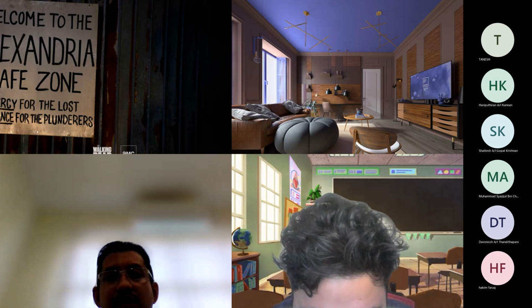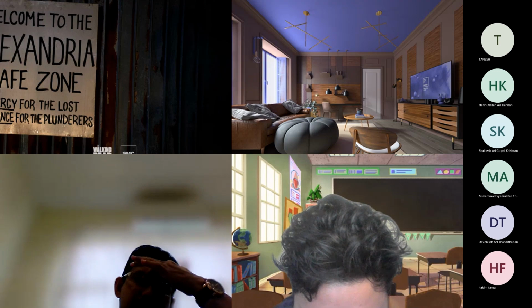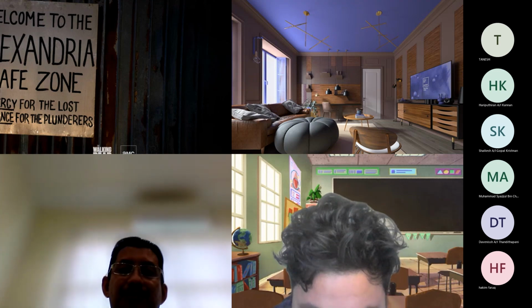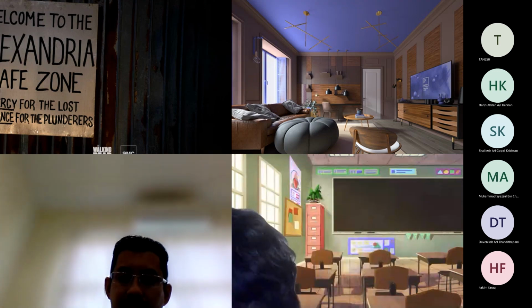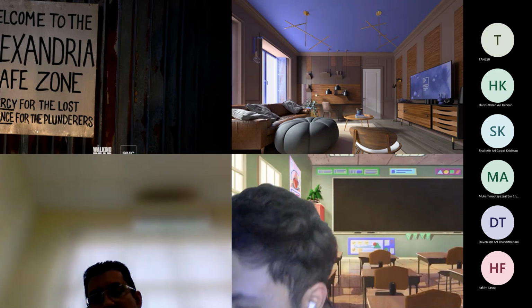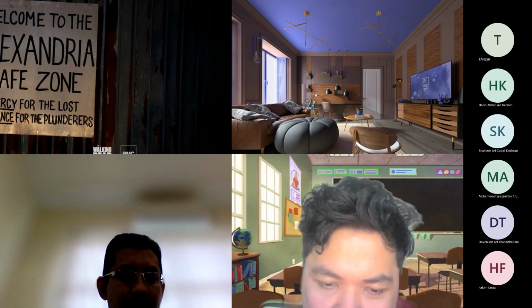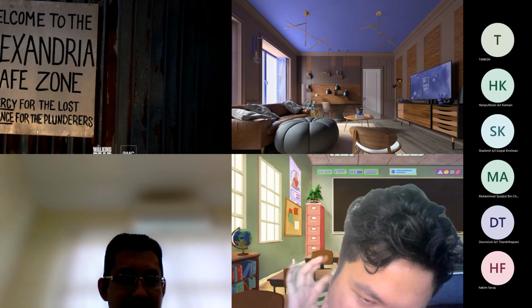So lebih kurang ginilah kalau diminta lukis waveform. Okay, so lebih kurang macam inilah. Ini gambar daripada MATLAB sebenarnya. Ini gambar dilukis menggunakan MATLAB.